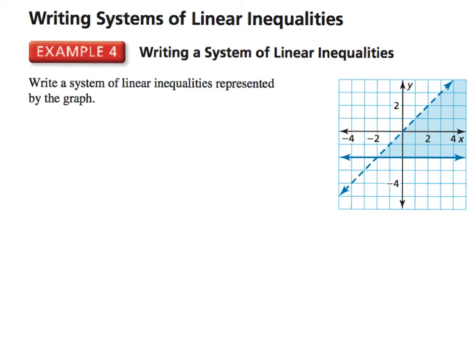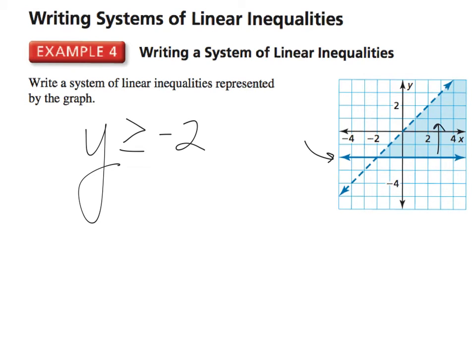Now, for the next example, they're going to give you the graph, and they want you to write the system. So write the system of linear inequalities represented by the graph. Let's take the first horizontal line here. Well, that's easy. The boundary line is y equals negative 2. Because it is a solid line, it's going to include equal to, and it's shaded upward. So it's going to be y is greater than or equal to negative 2.